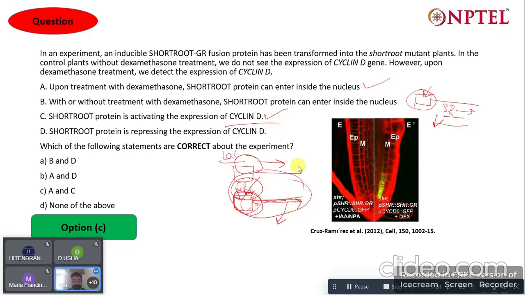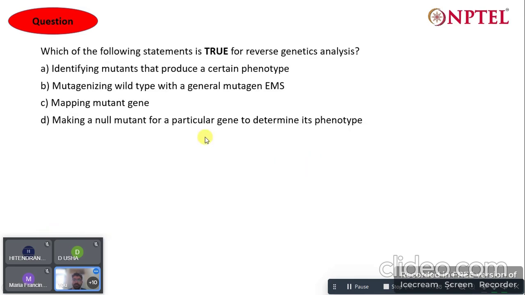Then we'll move on to the next question. Which of the following statements is true for reverse genetics analysis? The options are: identifying mutants that produce a certain phenotype; mutagenizing wild type with a general mutagen EMS, mapping the mutant gene; making a null mutant for a particular gene to determine its phenotype. Can anybody take a guess? Option A, sir. Hmm, A? D, sir. Hmm. Okay. Any more guesses?